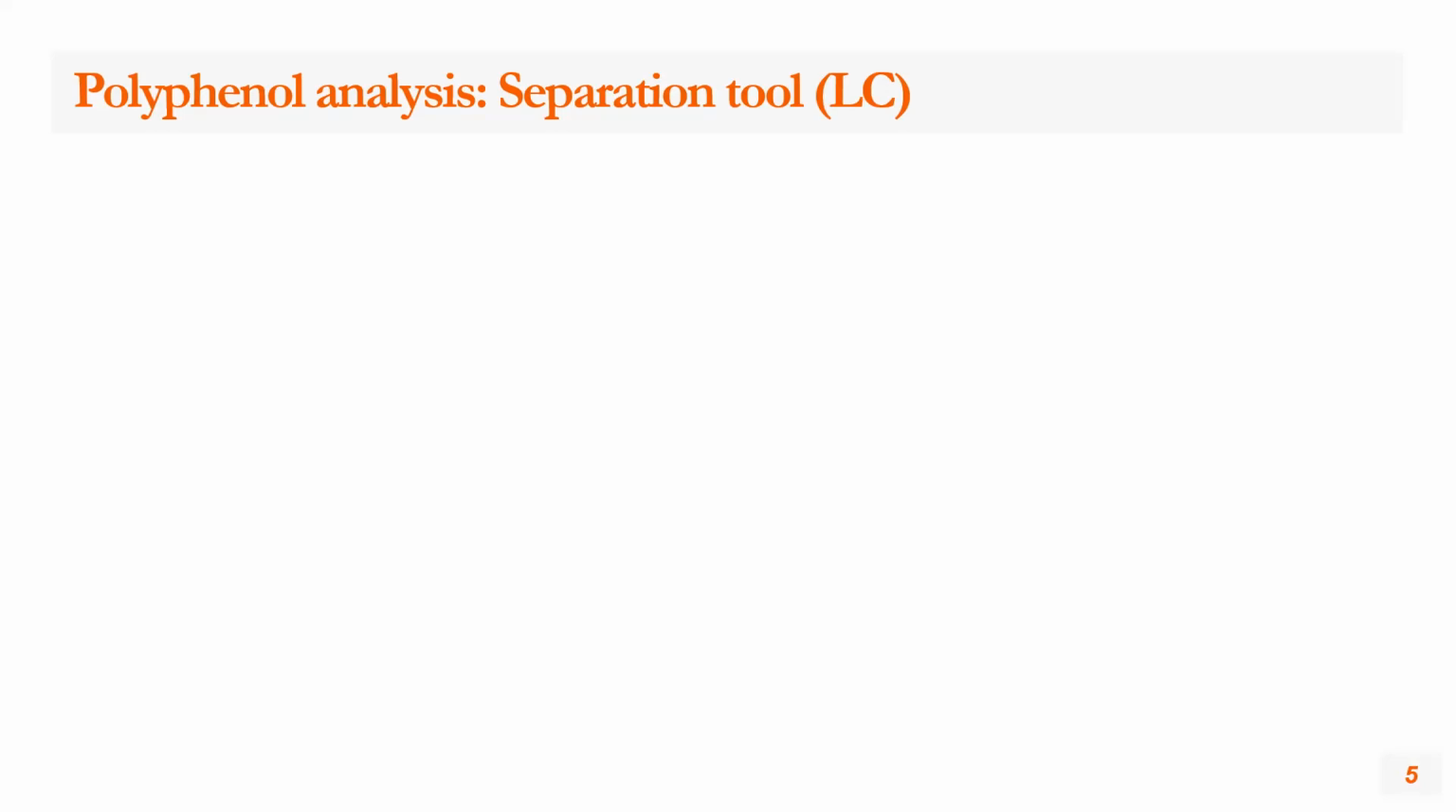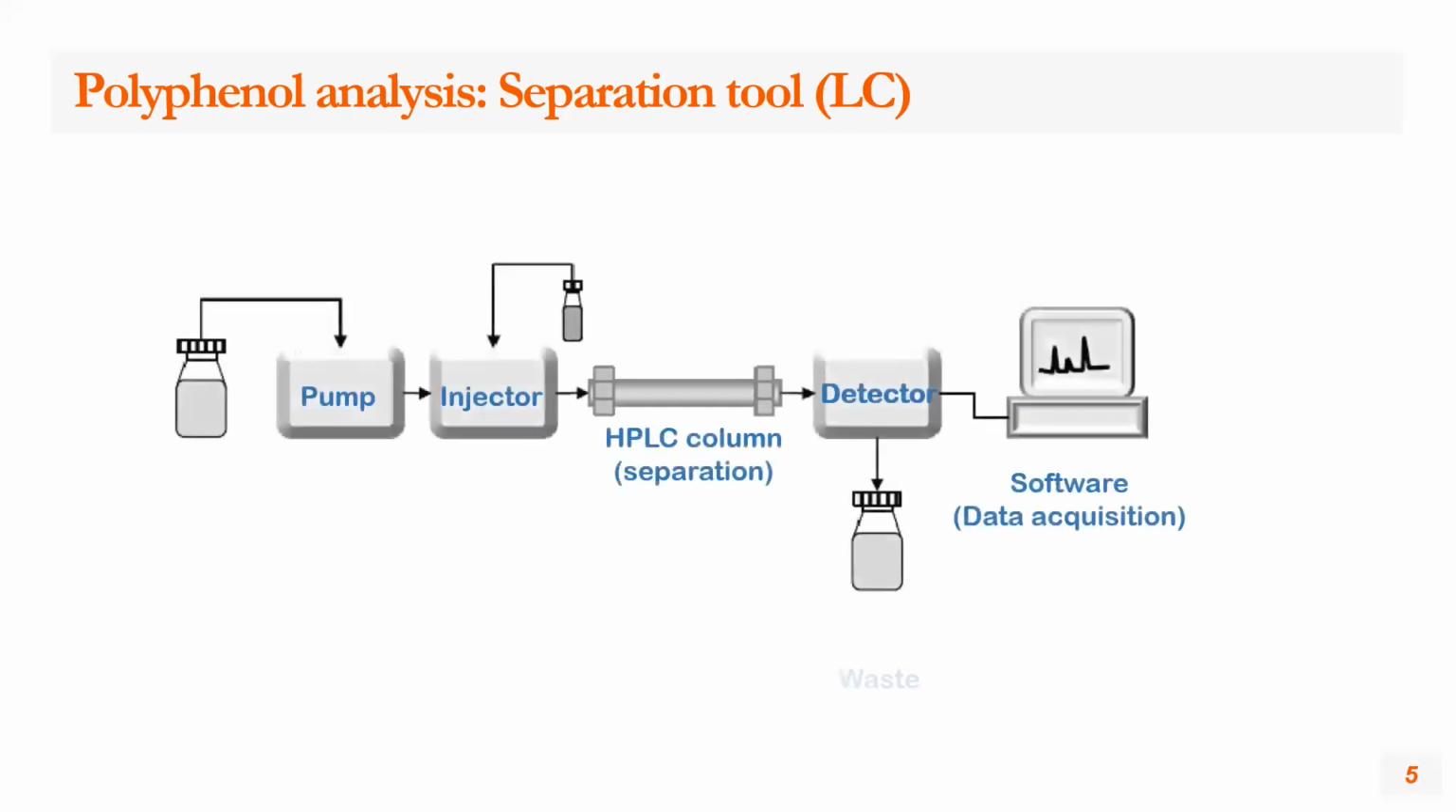These compounds are present in plants in mixtures. So when we do the extraction, we have a mixture of these compounds. We cannot know which compounds are there or determine their concentrations while they are together. So we need a tool to separate them. The tool that I'm talking about today is liquid chromatography.